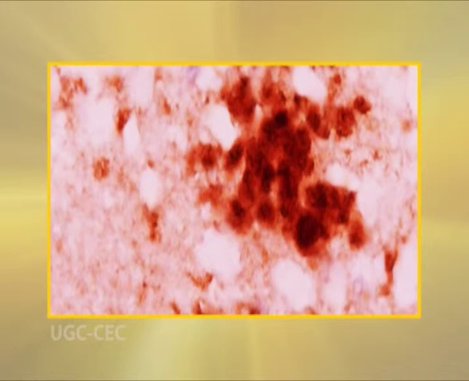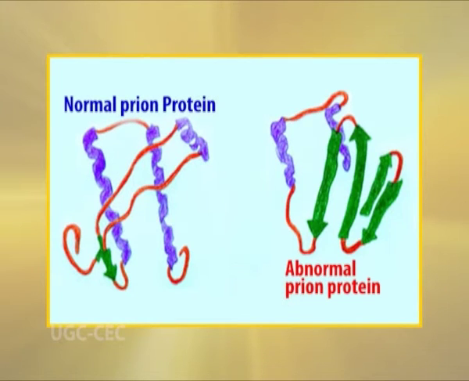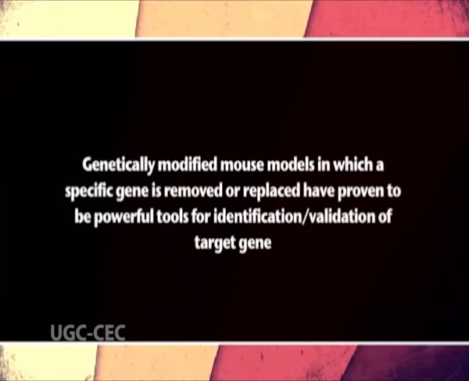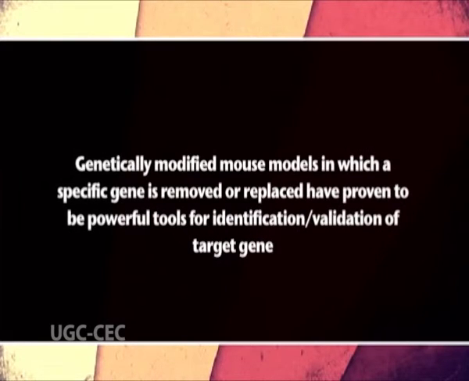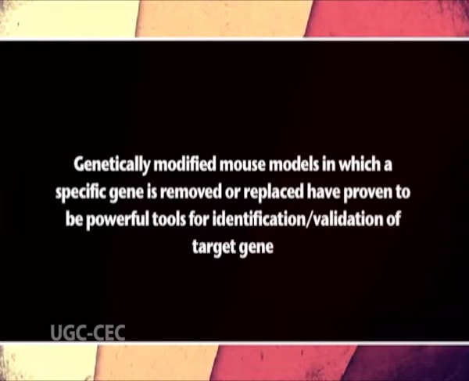Many mouse models for human disease have been generated by gene knockout. For example, much information concerning the pathology of prion disease has arisen from the study of transgenic mice expressing mutant prion transgenes. Transgenic mice expressing oncogenes have been extensively used to study cancer. Genetically modified mouse models in which a specific gene is removed or replaced have proven to be powerful tools for identification of target genes and scientific understanding of molecular mechanisms underlying drug-induced toxicity through mechanistic studies.